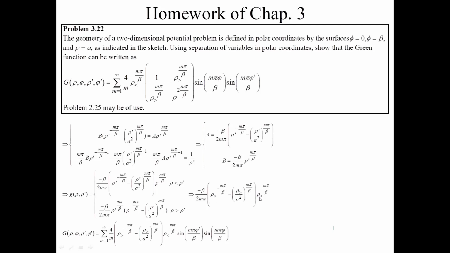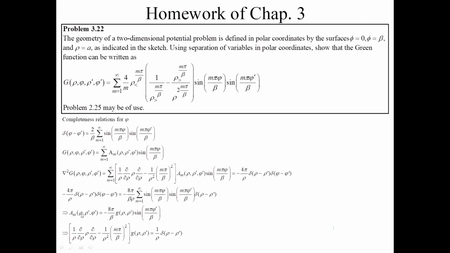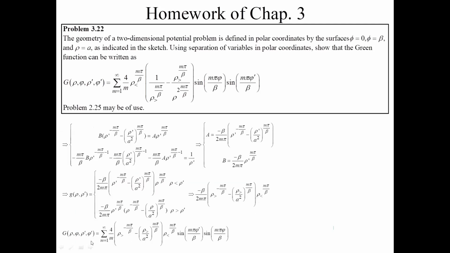So here we successfully get our small g function, and then we put the small g function back into the AM function and put the AM function back into our Green function. Then we can get our final Green function as this big term, which is the same as the result we want here. You can easily check that these two are the same.